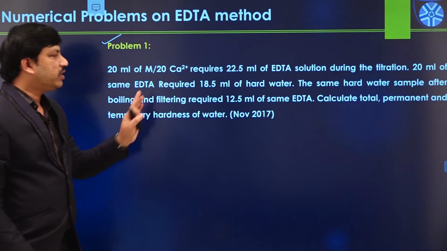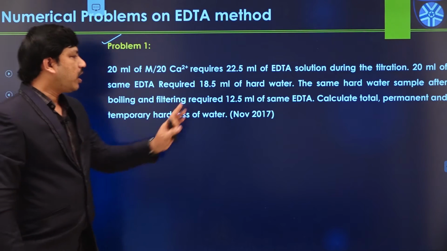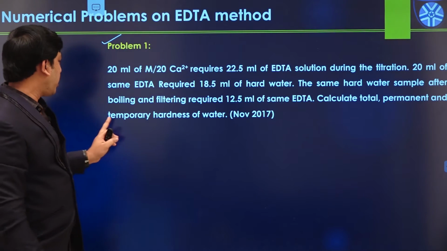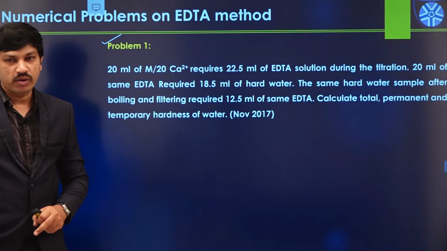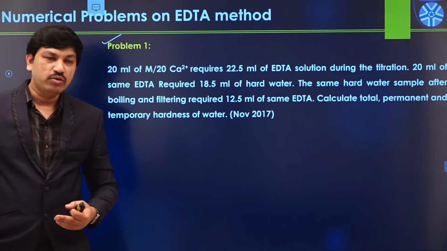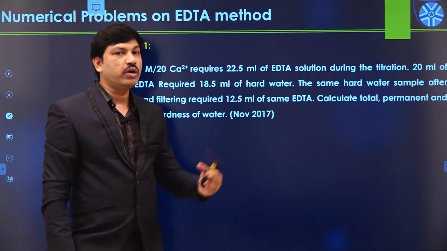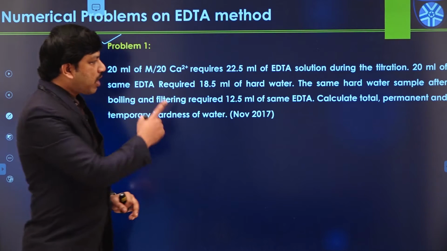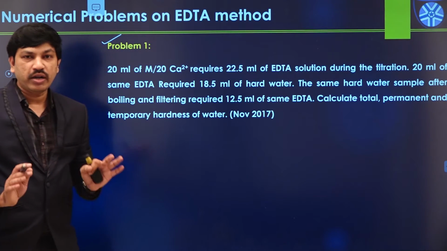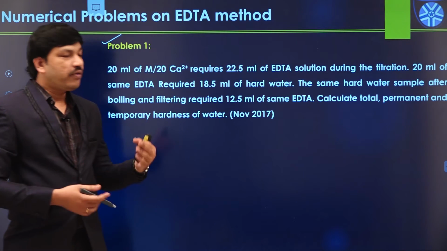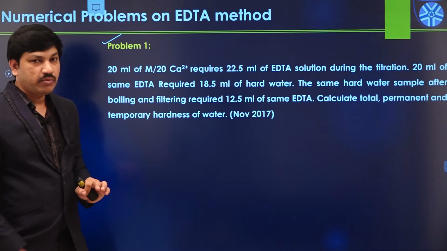So they have given three different statements. Finally, we have to calculate the total, permanent and temporary hardness of the given water sample. Basically, we have to measure the total hardness value, the permanent hardness value, and the temporary hardness value based on the data provided. First of all, we have to carefully understand what type of data they have provided, what values we know and what values we have to find out, so that we understand properly.